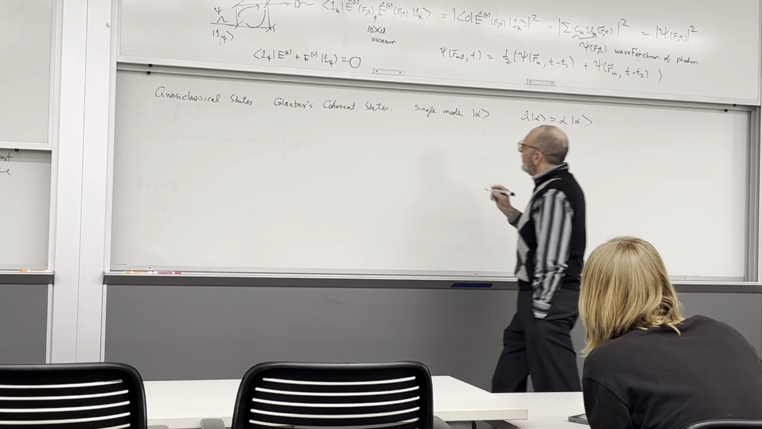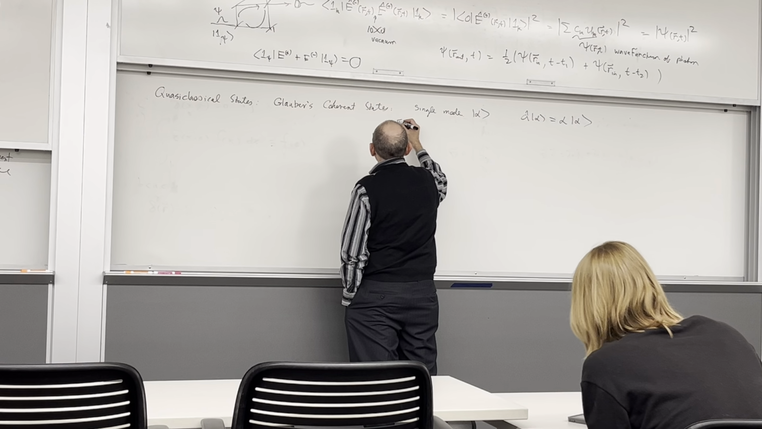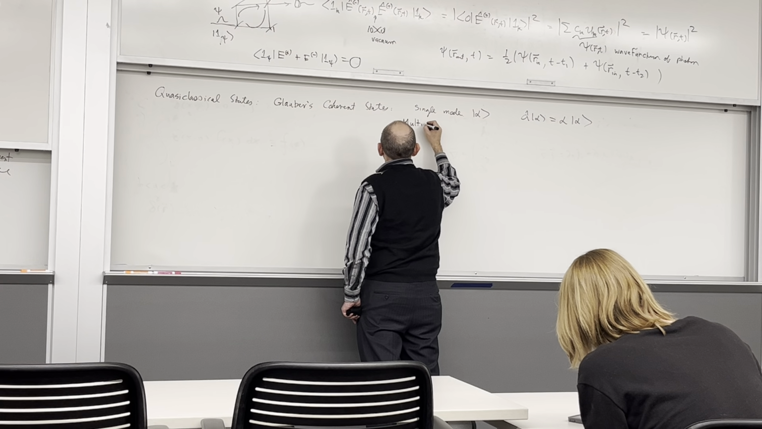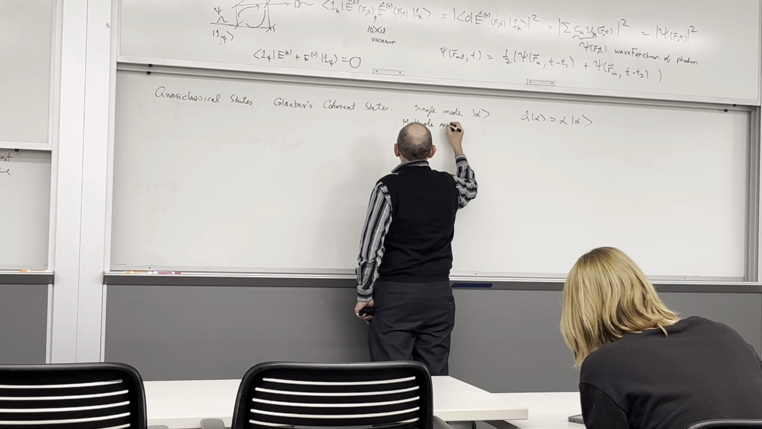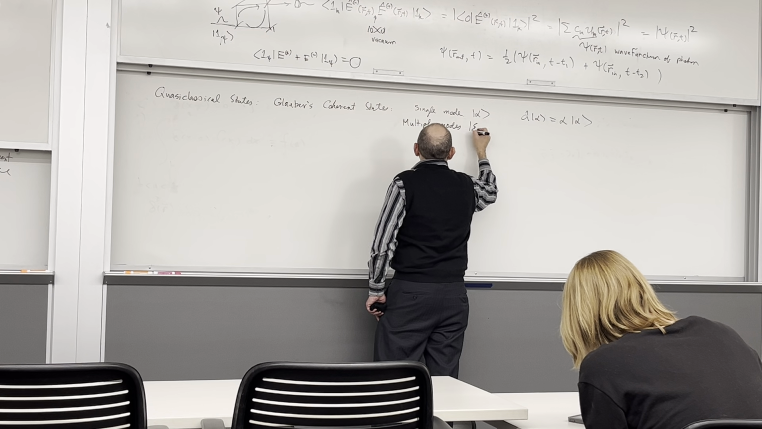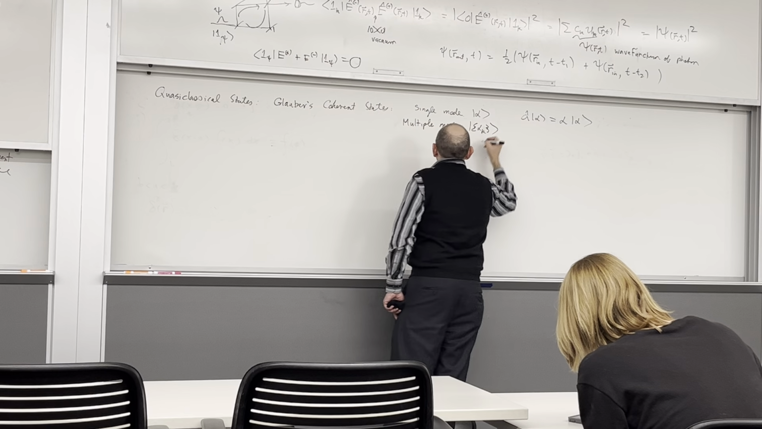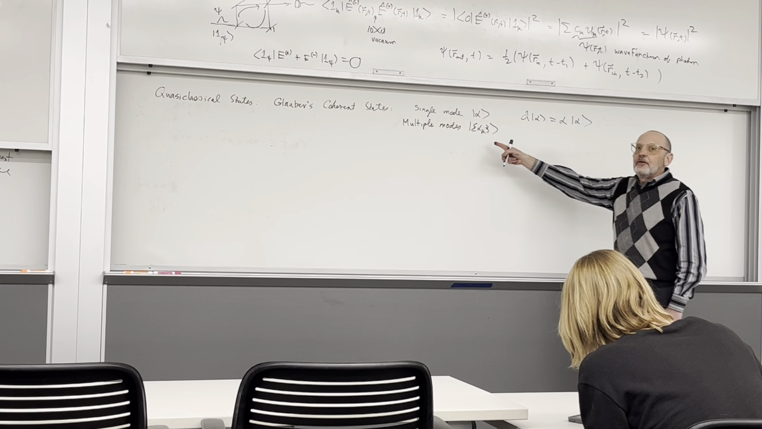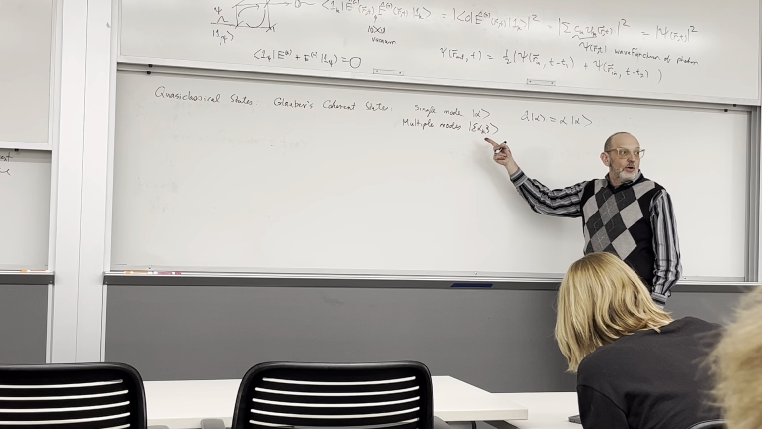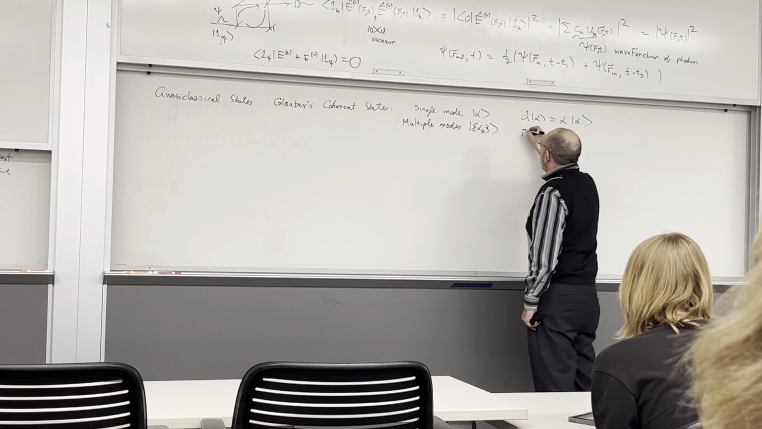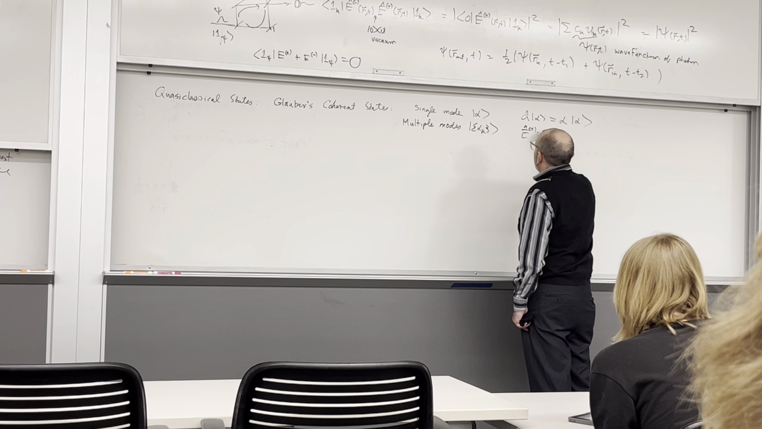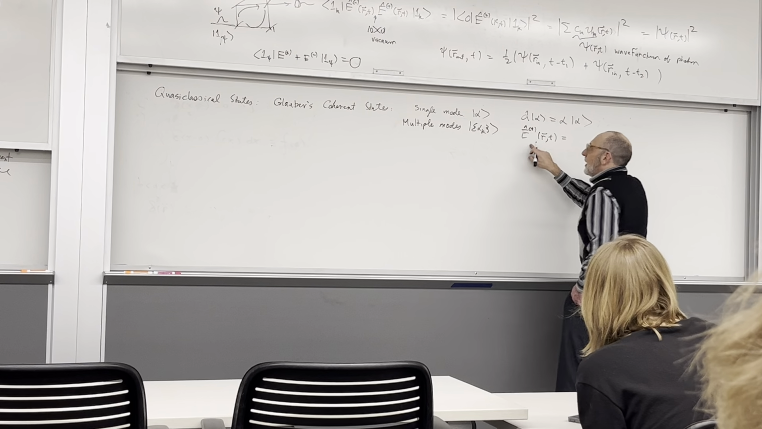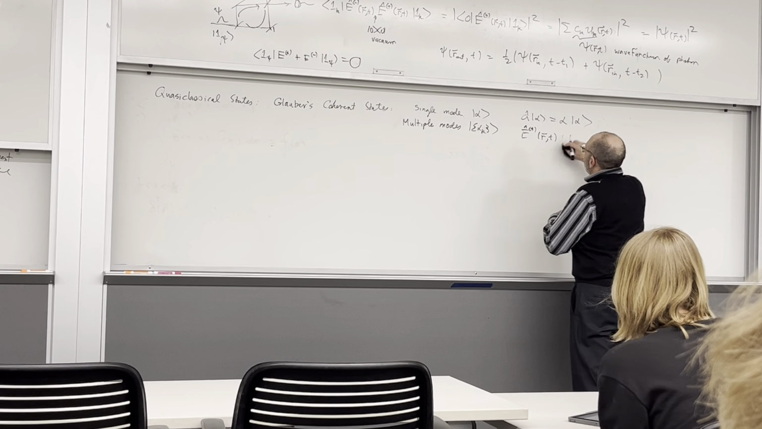If I have a multimode state, I might write them like that, where I have an eigenvalue for each of the modes. And then, as we've seen, this is an eigenvector of the electric field of the positive frequency component.